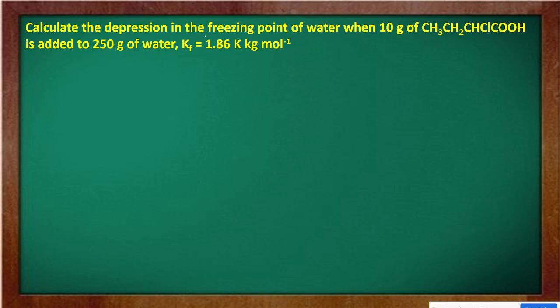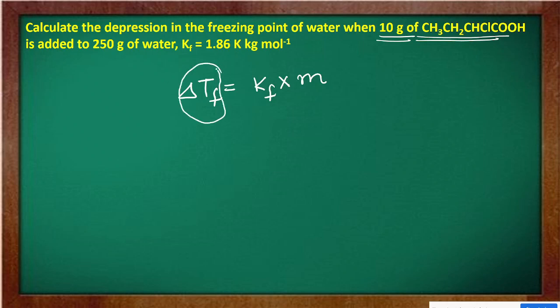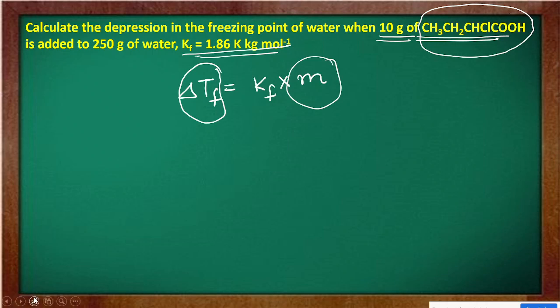First of all, if we are calculating the depression in freezing point, we know that delta Tf is equal to Kf multiplied by the molality. It means that for this 10 gram of this compound, we have to calculate the molality, and then we can calculate the depression in the freezing point by multiplying the given value of Kf into the molality. So the main thing that we have to do here is the calculation of the molality. For calculating the molality, we have to calculate the molar mass of this compound. So let us calculate it.